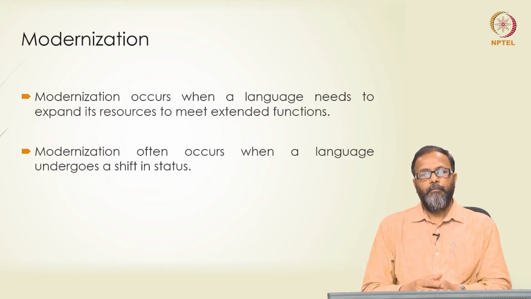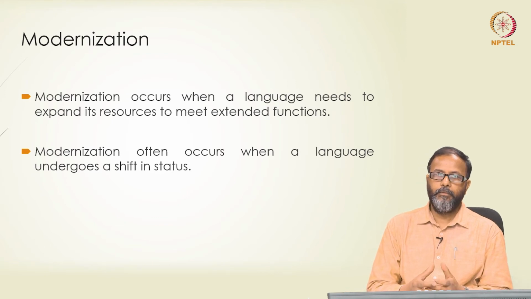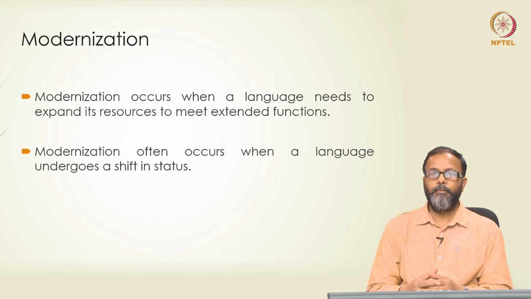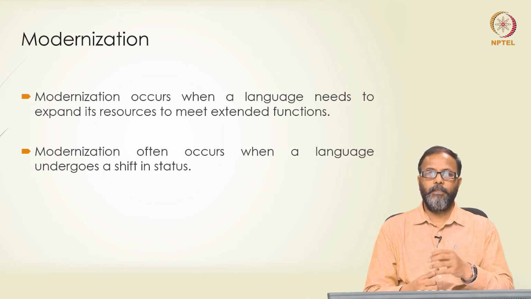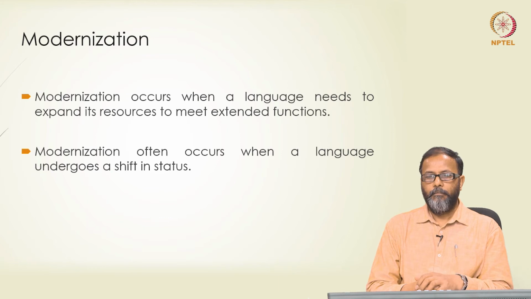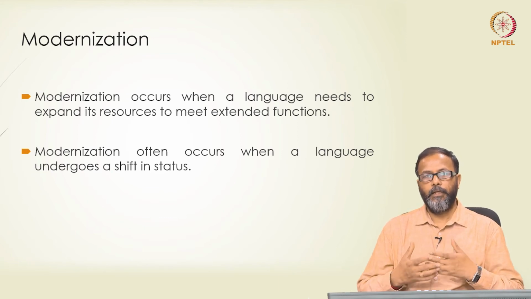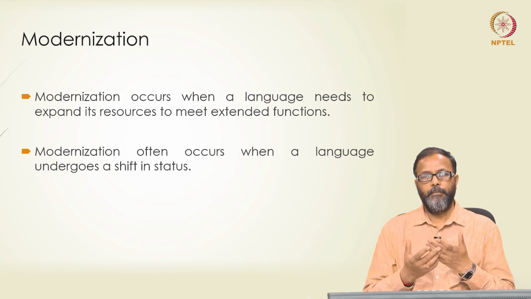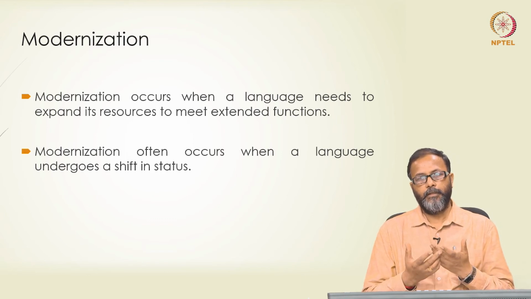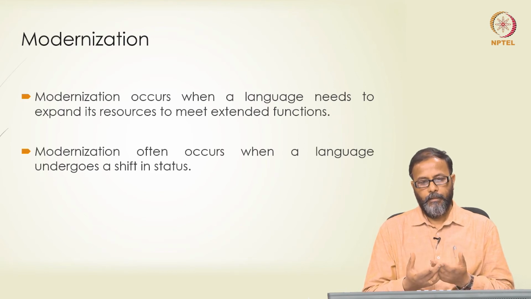Then we move to the third process called modernization. And it occurs when a language needs to expand its resources to meet extended functions. For example, in science and technology, we need to accommodate new ideas, inventions, to encode and express inventions, new developments in the field of technology. So a whole jargon is created, right?